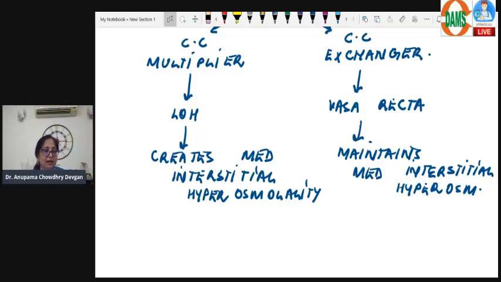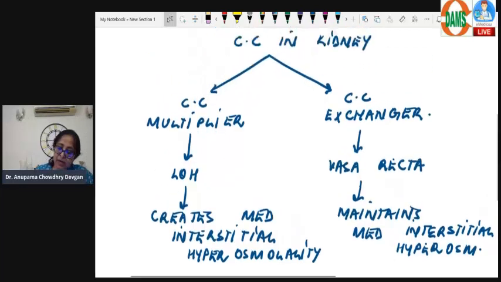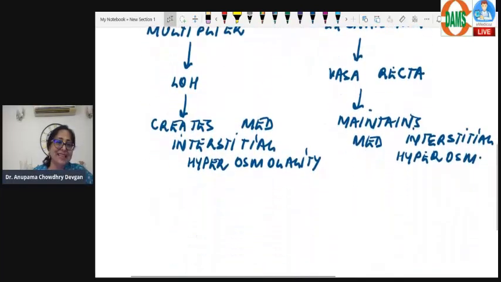Intestinal villi, the countercurrent will help in absorption of nutrients. In the kidney, there is a countercurrent multiplier and a countercurrent exchanger. Have you understood? Right? Loop of Henle is LOH, loop of Henle. This creates the medullary interstitial hyperosmolality, and Vasa recta will maintain the medullary interstitial hyperosmolality. Right? So this is your countercurrent in the kidney.